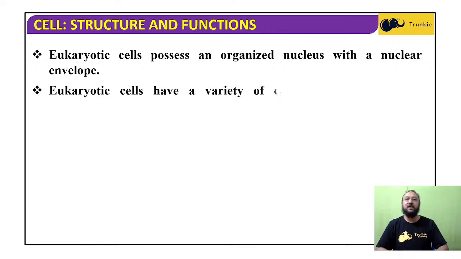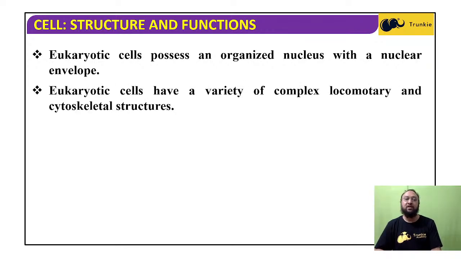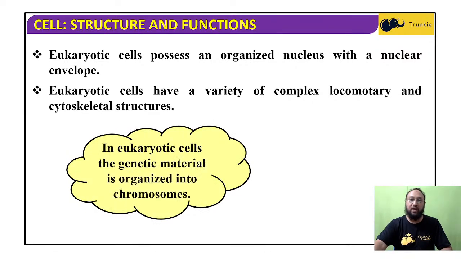Eukaryotic cells possess an organized nucleus with a nuclear envelope. Eukaryotic cells have a variety of complex locomotory and cytoskeletal structures. That means it may be the cilia, it may be the flagella, or it may be some other complex structure like pseudopodia, as we observe in the case of amoeba, in amoeboid movement. In a eukaryotic cell, the genetic material is organized into chromosomes, so it is not naked but organized well within the chromosomes.